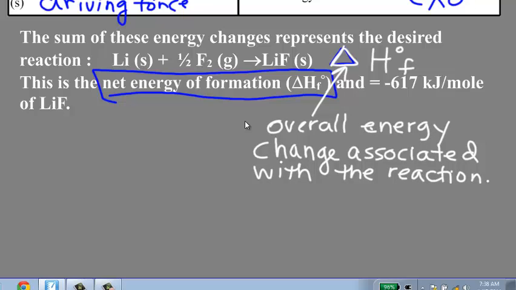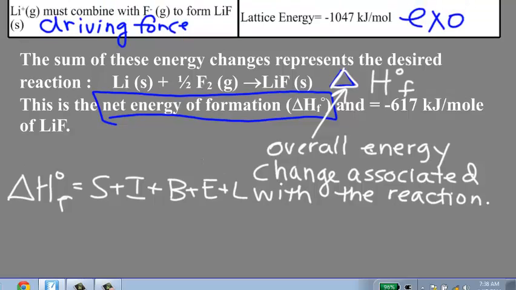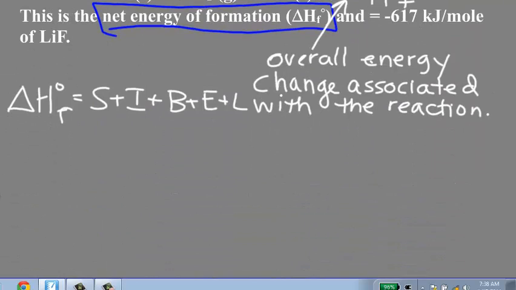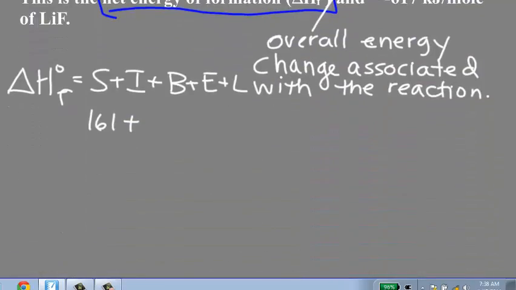We just simply add the steps. We add Sybil, all right? So delta H, degree sub F, is S plus I plus B plus E plus L. Okay, Sybil. We just add them together. So the energy of sublimation was 161. The ionization energy of lithium was 520.